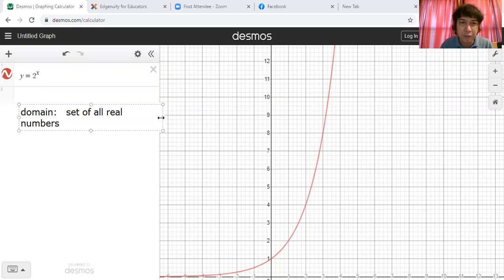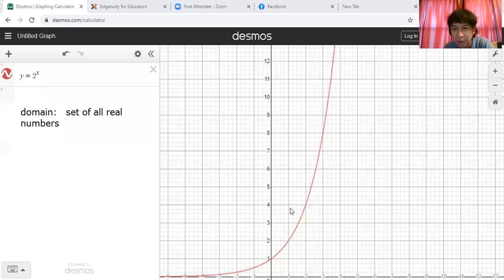Yeah, that will be the domain for this exponential function. How about the range? The range is the value of y, and you can see it clearly from the graph.